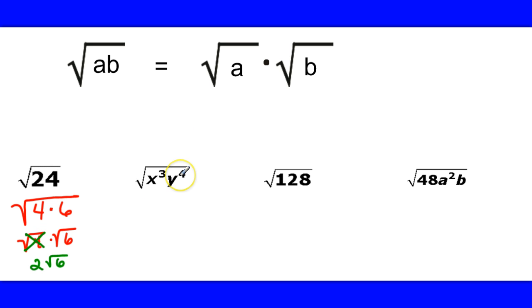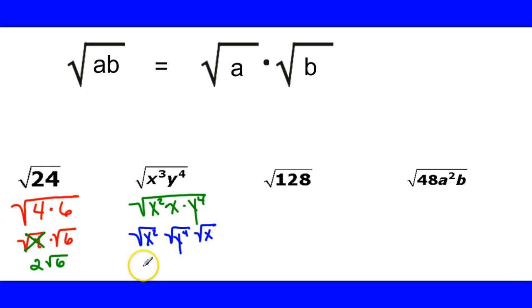All right, here we've got one with variables. Remember, if it is an even exponent, then you could take the square root of it. So I'm going to rewrite this as x squared times x, and then this I can leave as y to the 4th. Again, if I want to rewrite it, square root of x squared, the square root of y to the 4th, I put those in the front, and then the square root of x on the end.